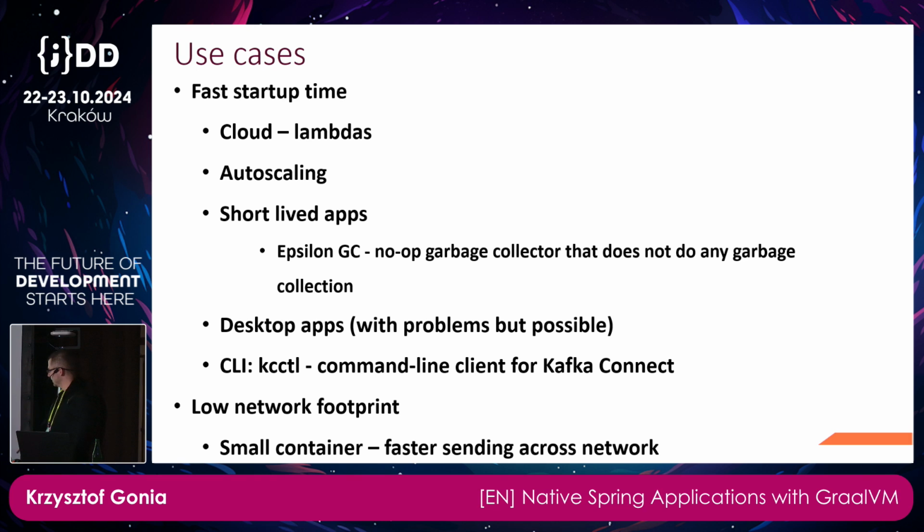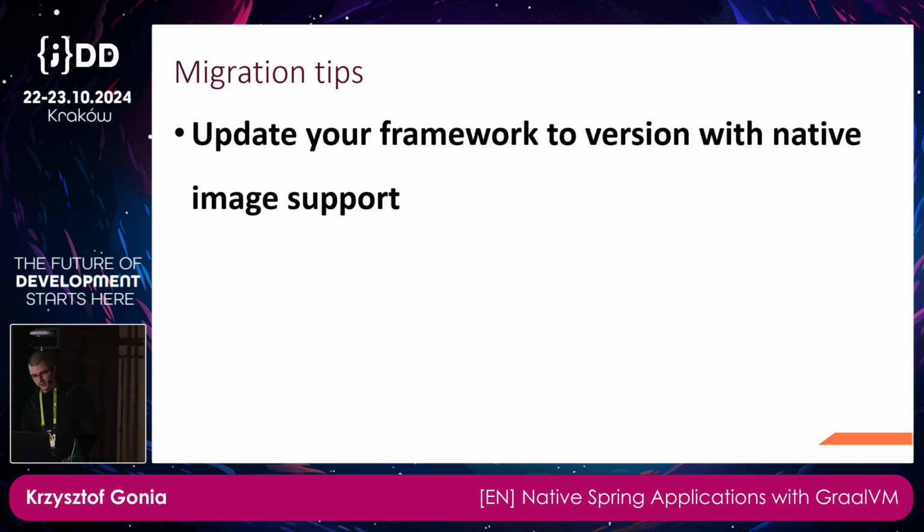Here is an example built by one of the Java Heroes: a command line for Kafka Connect. And when you need a lower network footprint and smaller containers, sending across the network is also faster. Migration tips, the most important: update your framework to the version with native image support. So don't try it with Spring Boot 2. It's too painful. Just migrate to 3 and then try.